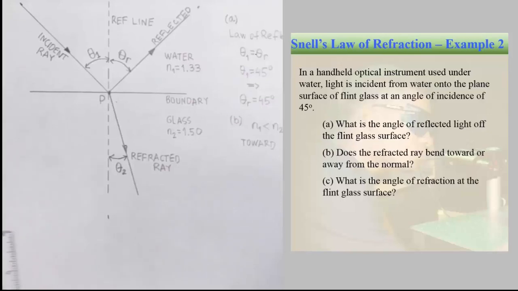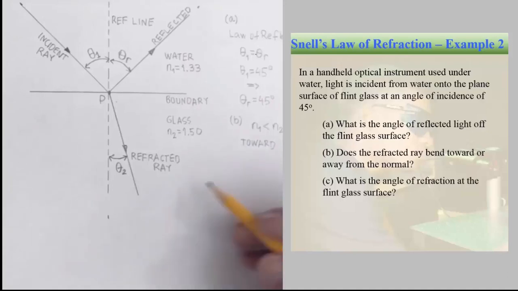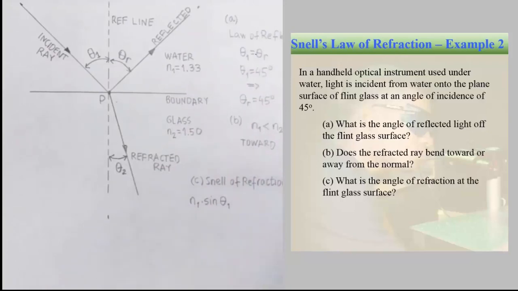In part C of the problem, you want to determine this angle of refraction that we labeled as theta 2. In order to do that, you're going to apply Snell's law of refraction. So here is Snell's law of refraction. The index of refraction of the first medium times the sine of the incident angle theta 1, according to Snell's law, has to be equal to the index of refraction of the second medium times the sine of the refracted angle θ2.